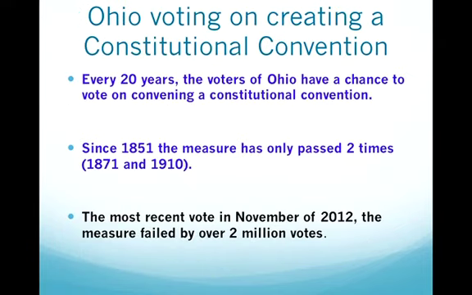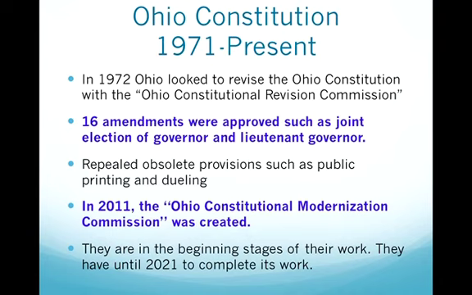So as I said, every 20 years, the voters of Ohio have a chance to vote on convening a constitutional convention. This has only happened a couple of times. So since 1851, we've only had a convention twice. The most recent vote was in 2012, and the measure failed by 2 million votes. There wasn't anything major that people wanted to do.